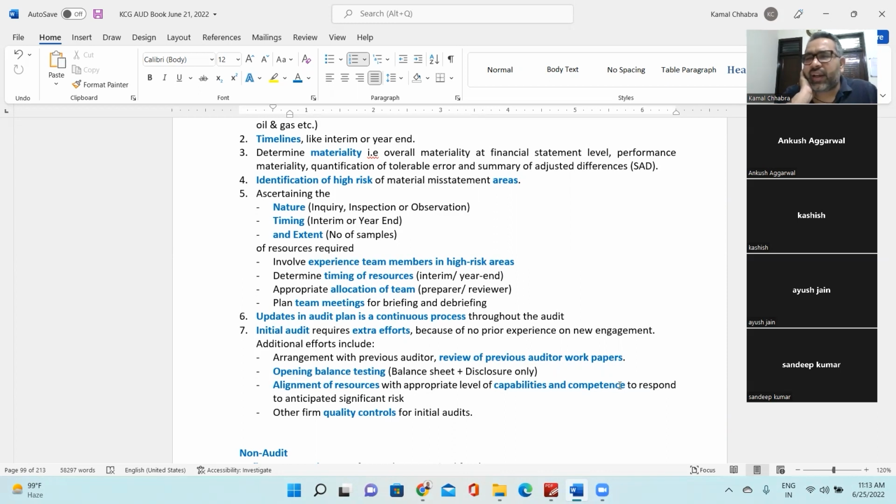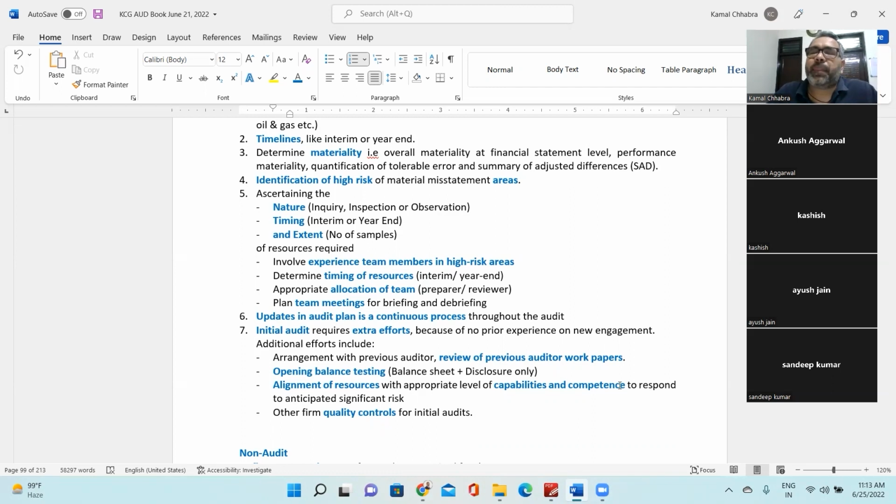You cannot dedicate those areas to a first year staff or a fresher, because he or she might not be in a position to embrace the complexity involved in those respective financial statement line items. So generally in those areas, you'll be involving the experienced person, like a senior, a manager, a senior manager, those kind of people, right? Second is determining the timing of resources.